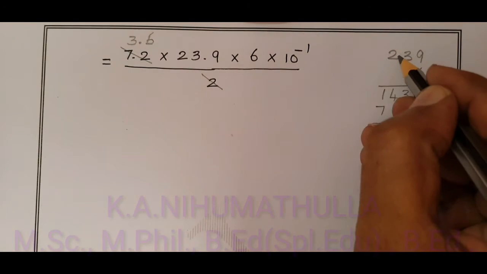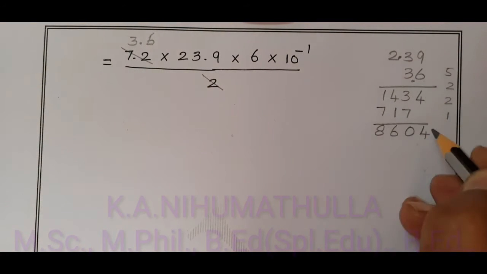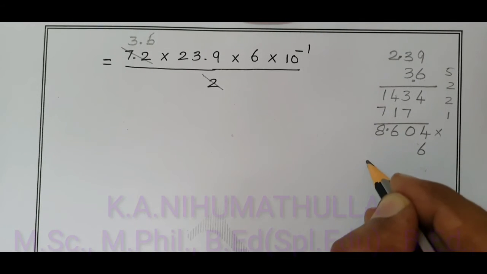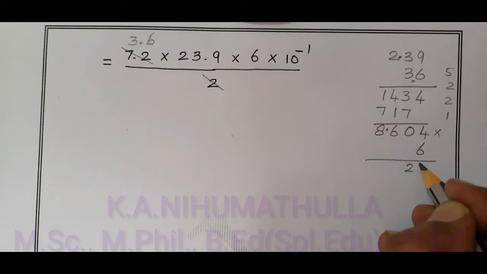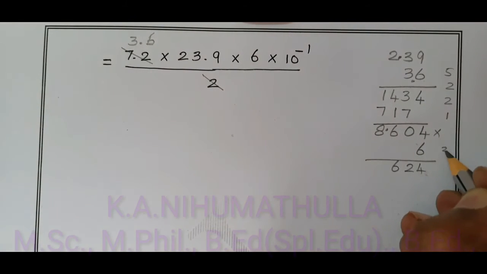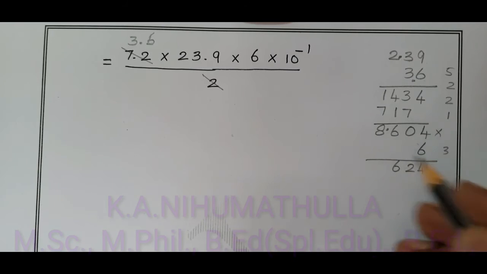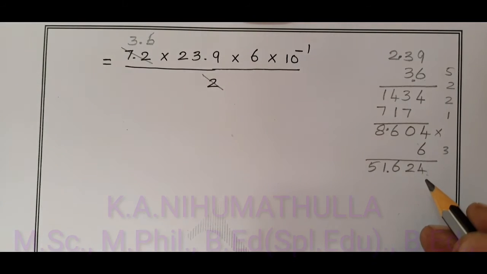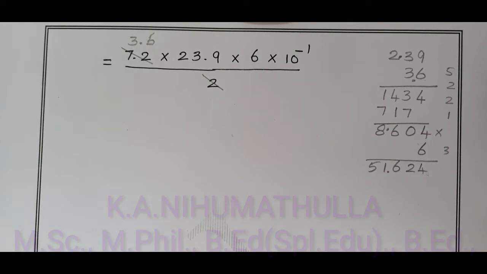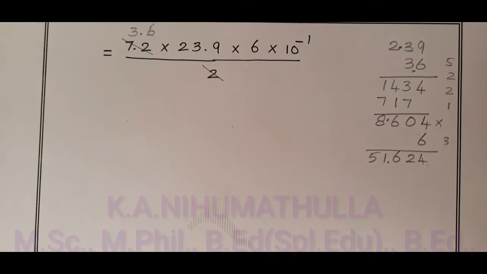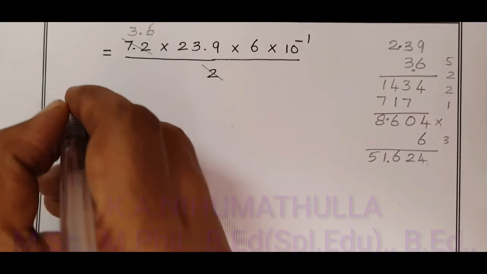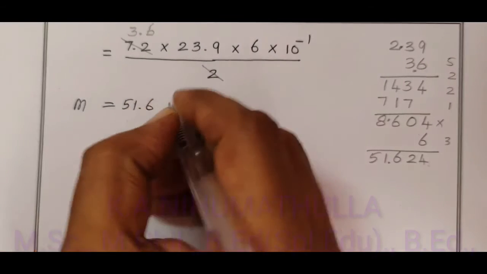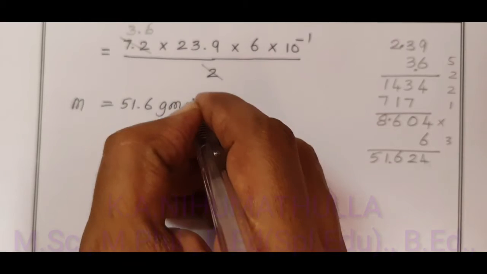So how many digits? This is 2.39, 3.6, totally 3 digits. Then we have to multiply with the 6 also. 6 into 4 are 24, 6 into 6 equal to 36, remaining 3. 6 into 8 are 48, 51. How many digits? 3 digits. So 51.624 is here taken as 51.6. Molar mass M is equal to 51.6 gram mole power minus 1.